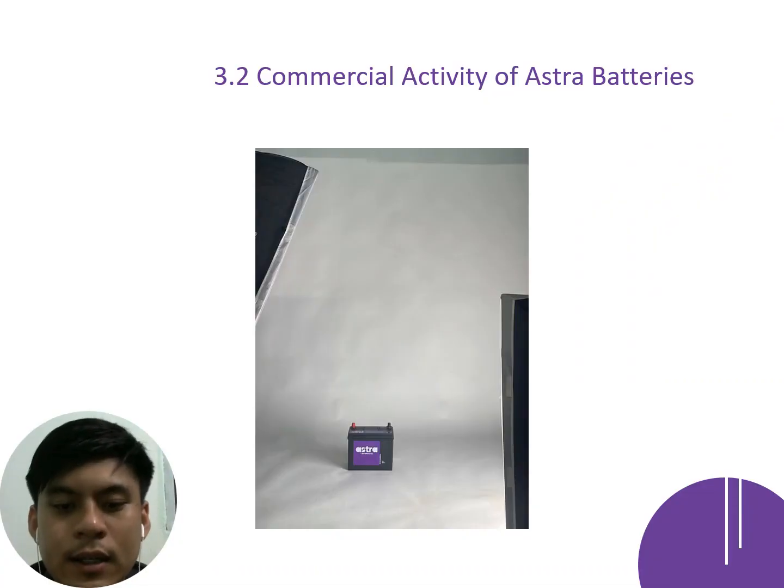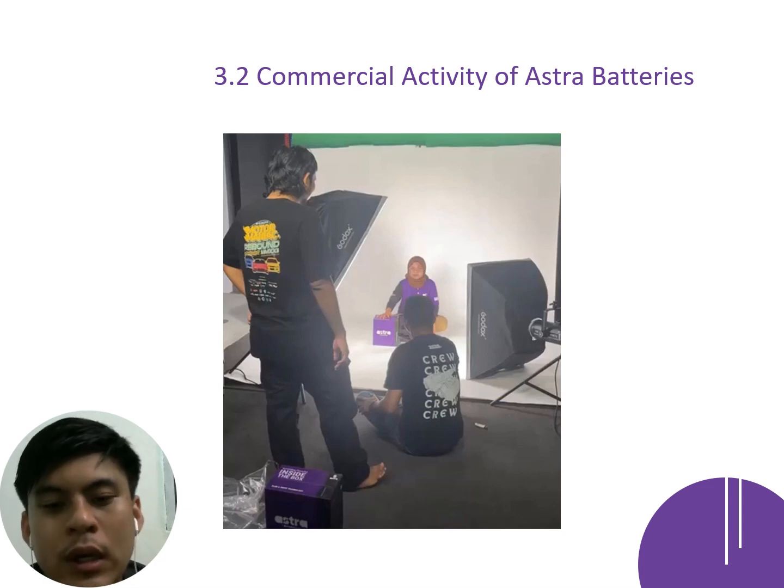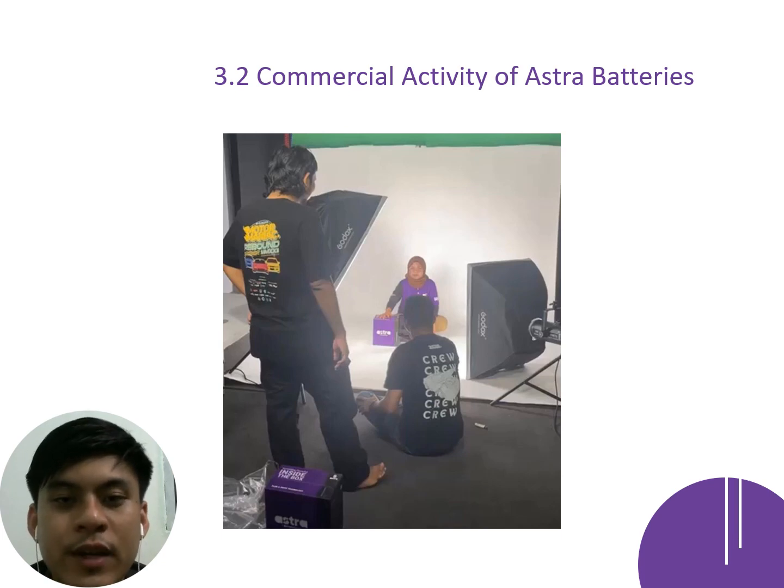Okay, this picture is the commercial activity of the Astra battery. As we see, this is the picture of the actual photoshoot where the battery has been placed at the front and needs a lighting setting in the studio. Next, as we see, is the human resource needed to conduct the photoshoot. This picture consists of 3 people to complete this task.